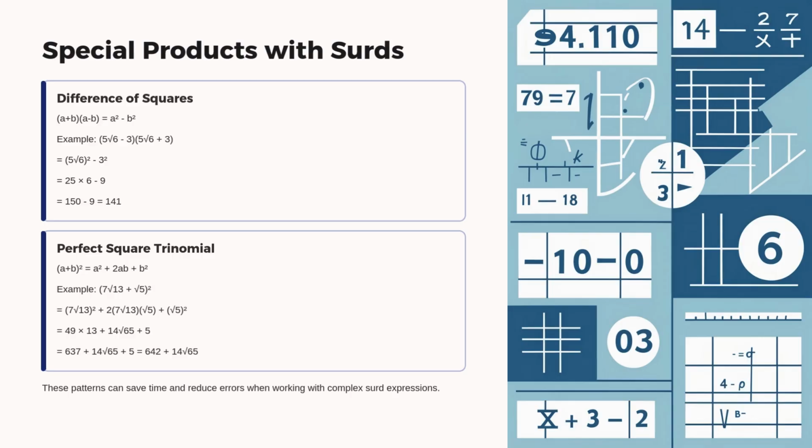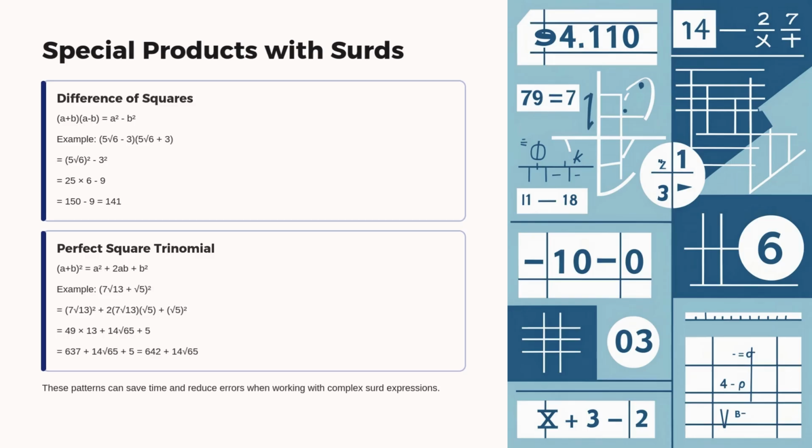Example: (7√13 + √5)² = (7√13)² + 2 × (7√13) × √5 + (√5)². This is obtained by expanding the square of a binomial.